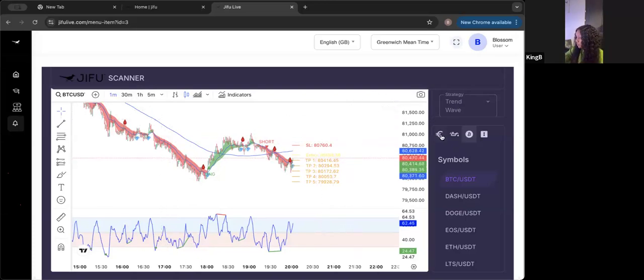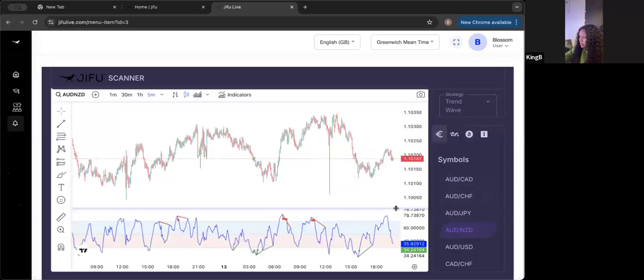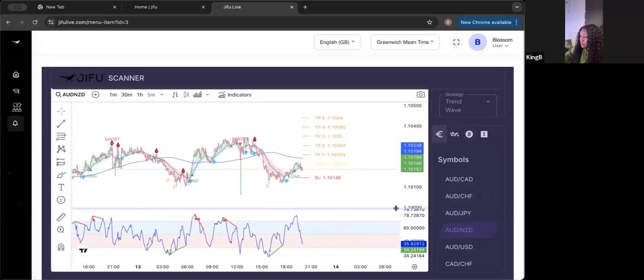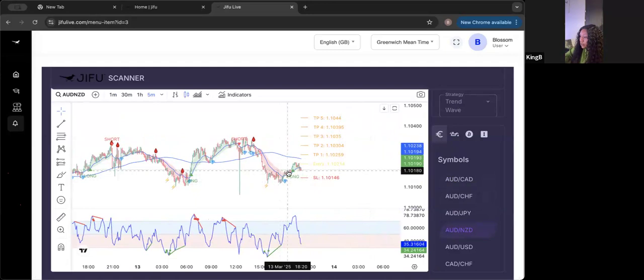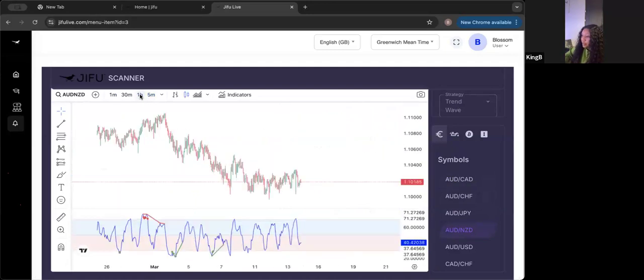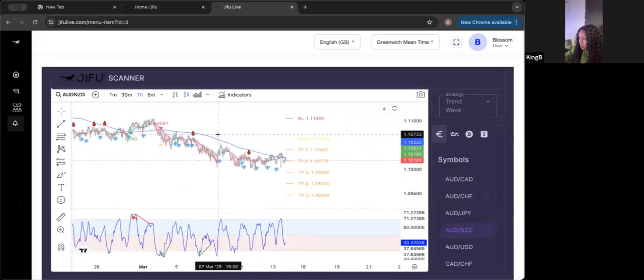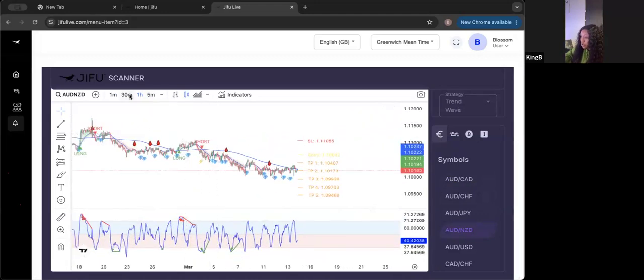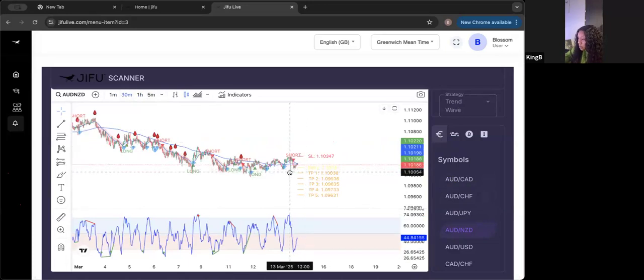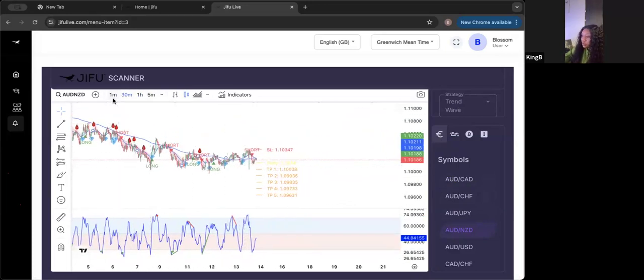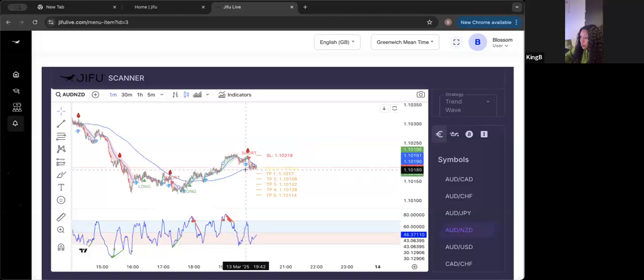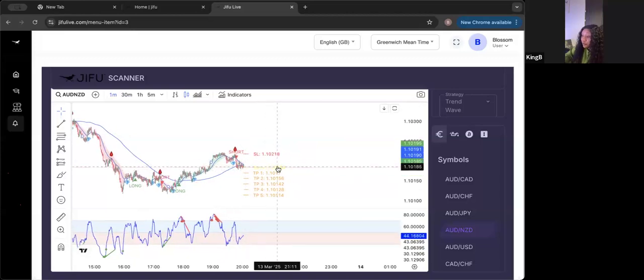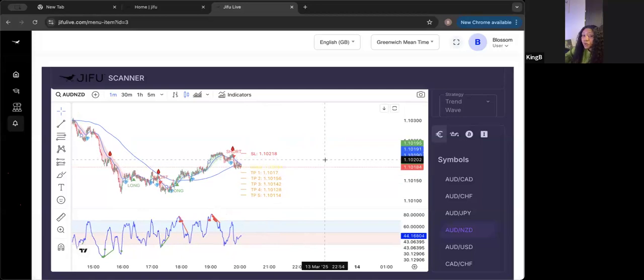So now let's take a look at a forex pair. Let's say AUDNZD. Okay, let's see what this is saying. So this is saying long on 5 minutes. Let's see 1 hour. 1 hour is saying short. 30 minutes is saying short. Short means sell, right? 1 minute is saying short. So 3 out of the 4 time frames are saying short. Are you going to go for a short? No, the setup has not formed. The market is indecisive, right?